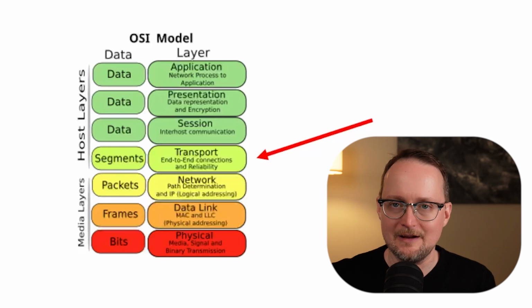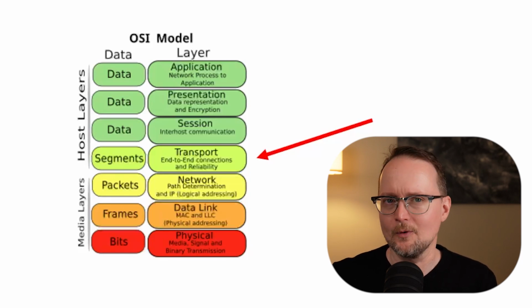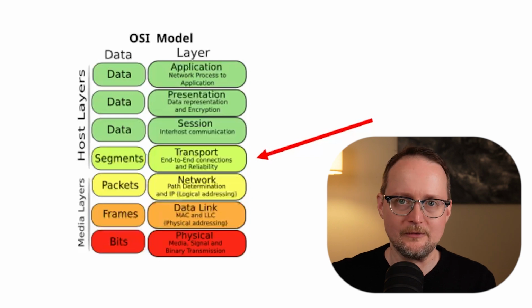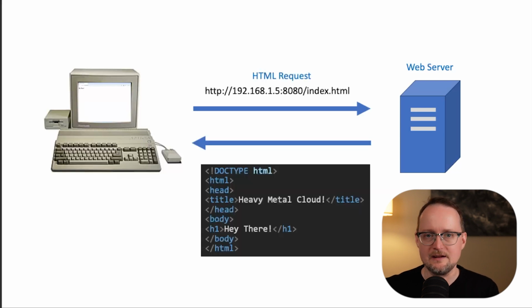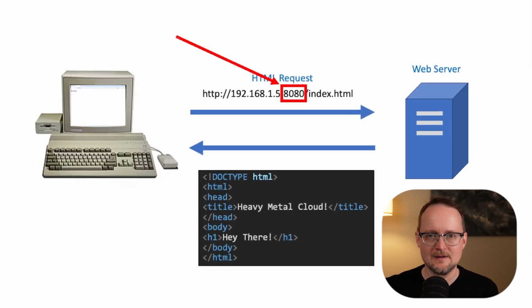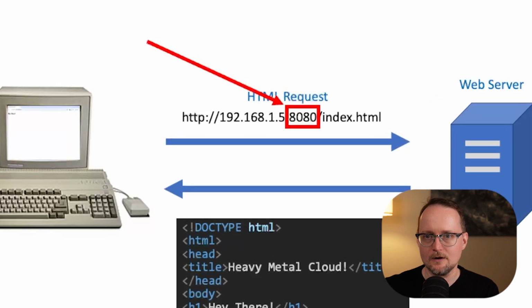Hi, welcome back. Today I'm going to talk about layer 4 of the OSI model, the transport layer. But before I get started, let me walk you through a simple use case I've been using for this video series. Okay, let's say you're on your computer at home and you want to bring up a web page. A request is made and an HTML response is returned. Today I'm going to focus on this part of the URL called the port, or the TCP port.